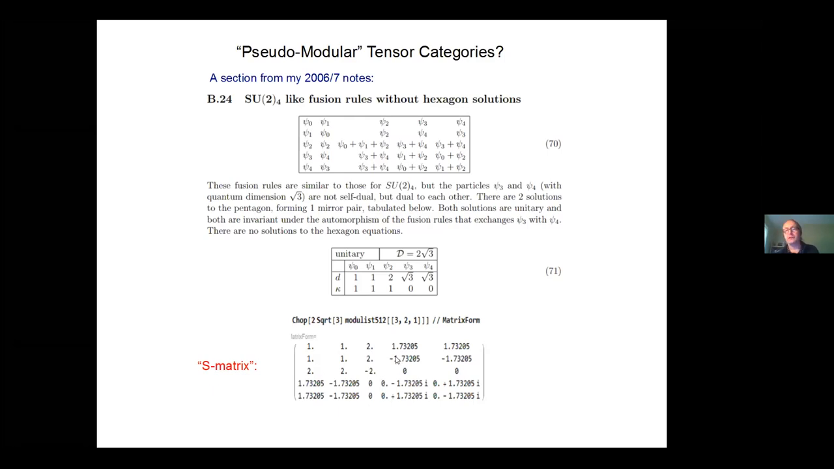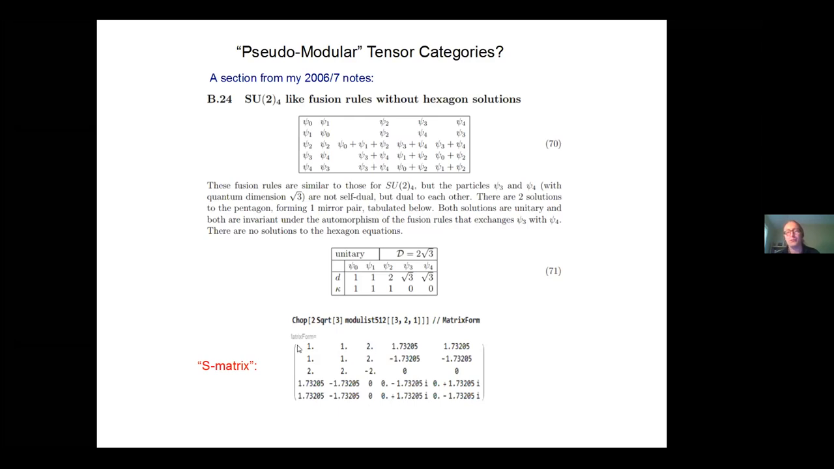But there is a perfectly good S matrix for this thing that looks just like it should be a modular category. So should we have a name for these things? Is this something people have looked at before a lot? It seems like this might be interesting. This might be an interesting characteristic of a fusion ring.